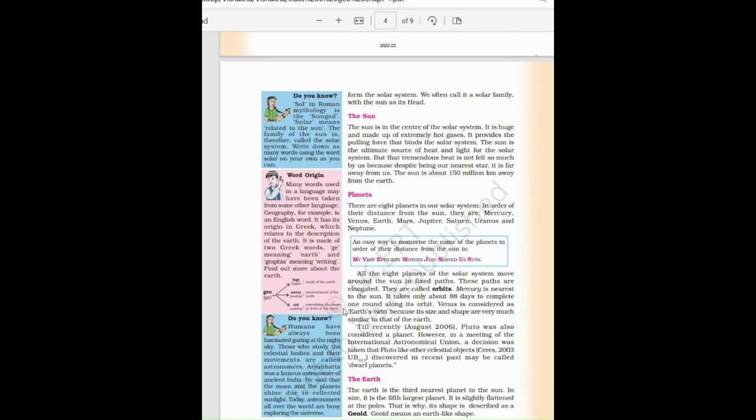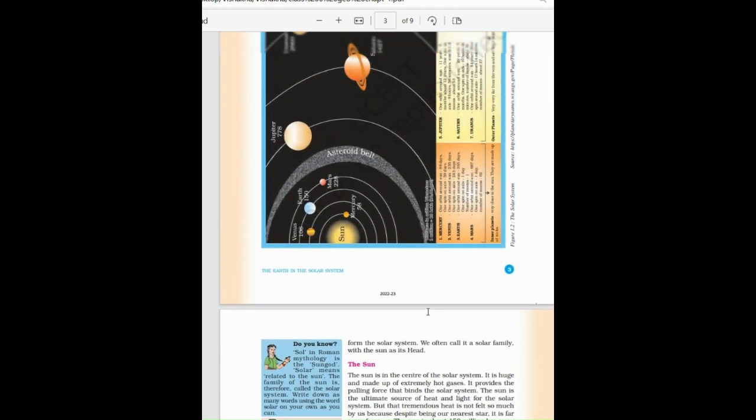All these 8 planets of the solar system move around the Sun in a fixed path called an orbit, which is elongated. Elongated means thin and long. Mercury is the nearest to the Sun, and it takes only about 88 days to complete one round of its orbit. An orbit is a fixed path where they move around the Sun.